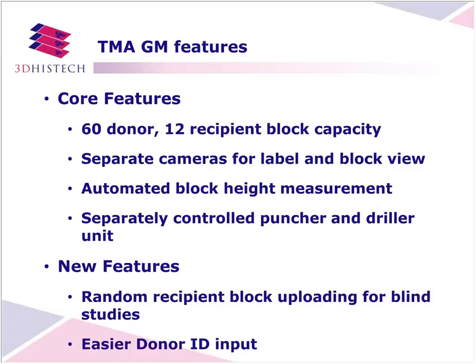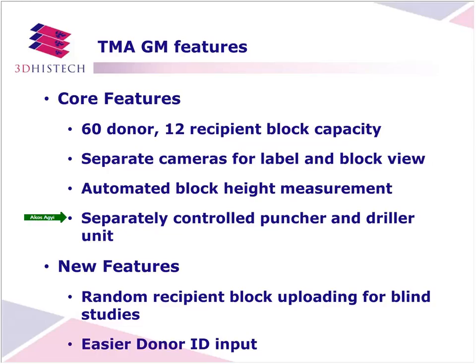Let's see now the main features of our TMA Grandmaster tissue microarrayer. As I said earlier, the TMA Grandmaster is a high-throughput tissue microarrayer. You can put up to 60 donor and 12 recipient blocks in this machine. The machine has separate cameras for label and block view. Because of this, the image taking is really fast. The machine can automatically measure the donor block height, so it can produce extremely precise and high quality TMA.